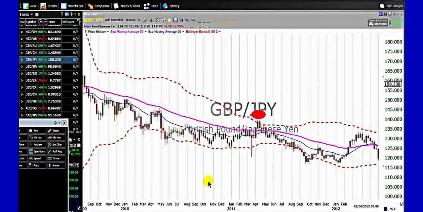But the rules are very simple. We are looking for a setup, and the TS2050 gives traders the best setup. I want to show you something here on this chart. The signals are very simple.